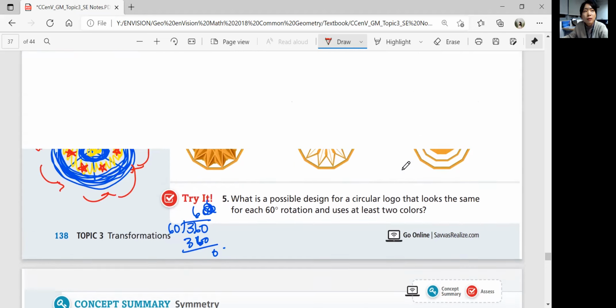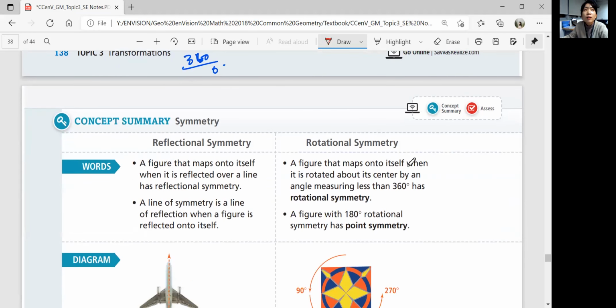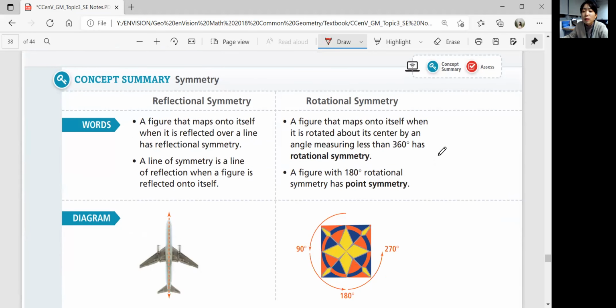image. All right, so let's summarize our lesson. We learned about symmetry today. We have 2 kinds of symmetry, reflectional symmetry and rotational symmetry. Okay, when we use reflection to map the image onto itself, that's called reflectional symmetry. When we use rotation to map the image onto itself, that is called a rotational symmetry.